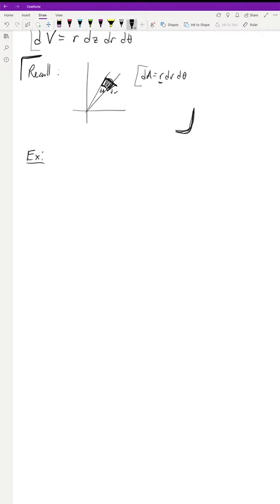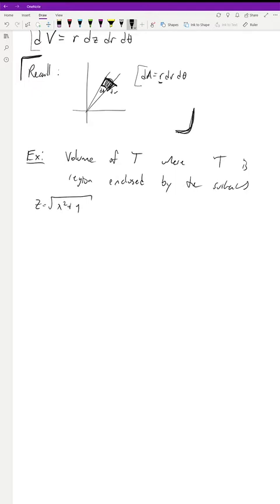So let's try to calculate the integral, or rather, let's try to find the volume of T, where T is the region enclosed by the surfaces z equals root x squared plus y squared, and z equals root 8 minus x squared minus y squared. So z is between these two expressions.